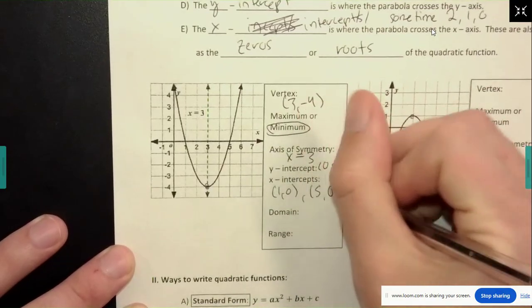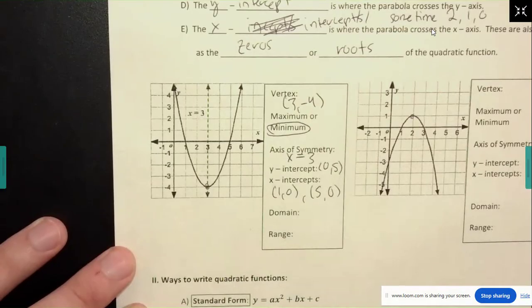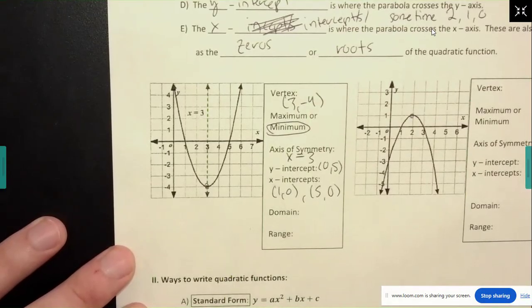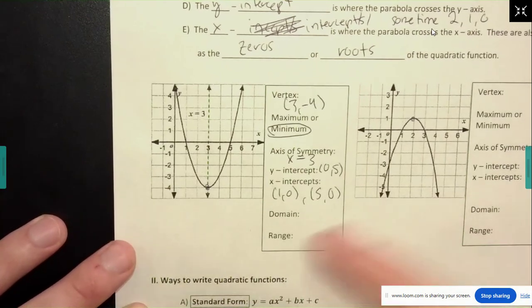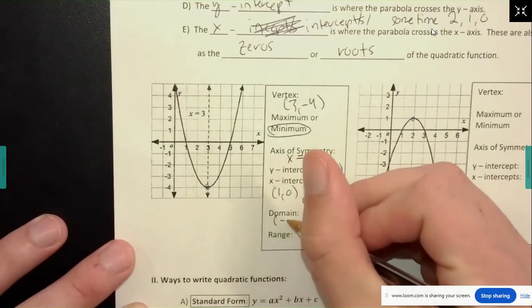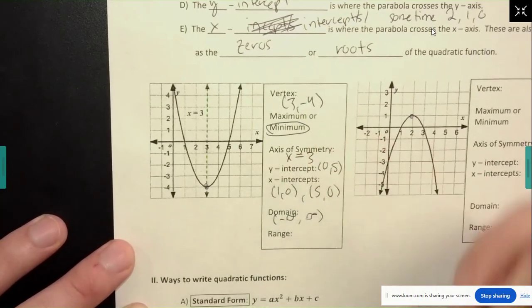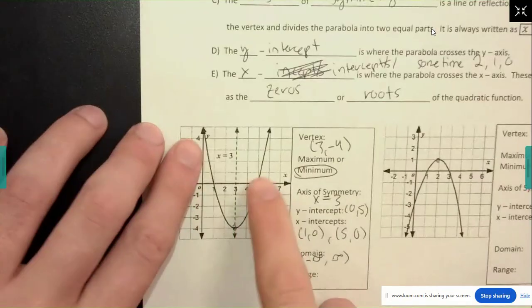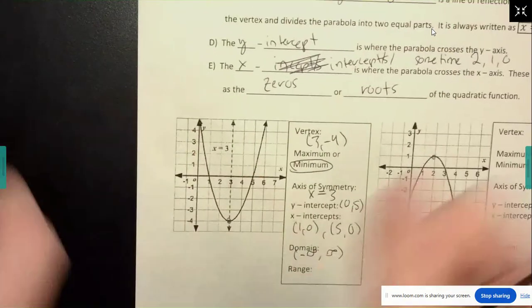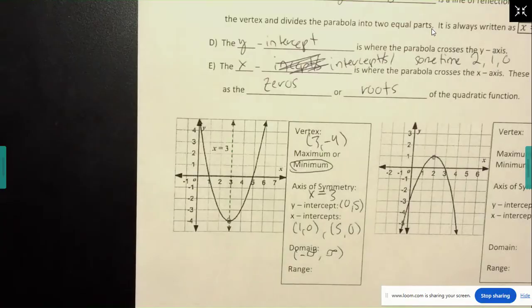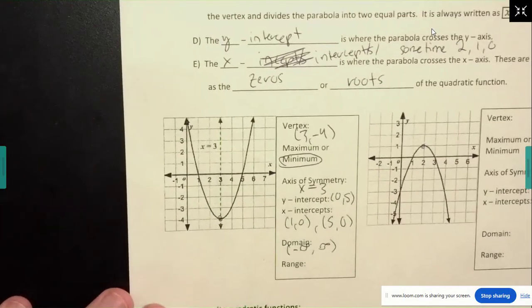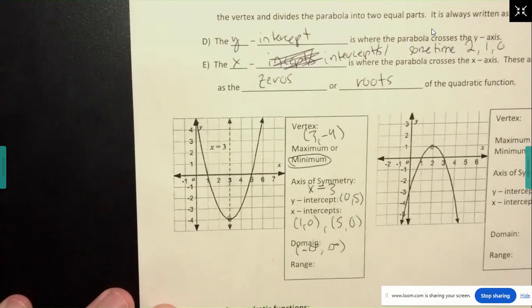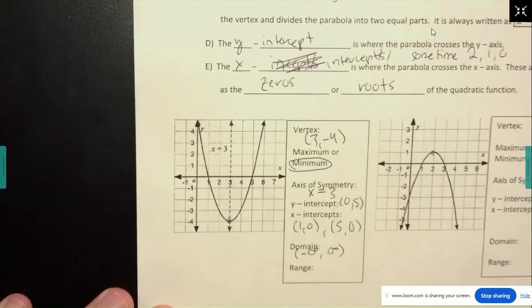Okay, so domain. When we're talking about domains of parabolas, it is literally the same answer for every single one. Every quadratic has the same domain, and it goes from negative infinity to infinity. Okay, so these arrows, they're going forever, and it's never going to stop. So every single number on the number line that you could possibly think of, and even the ones you can't even think of, those are going to be part of those x values.